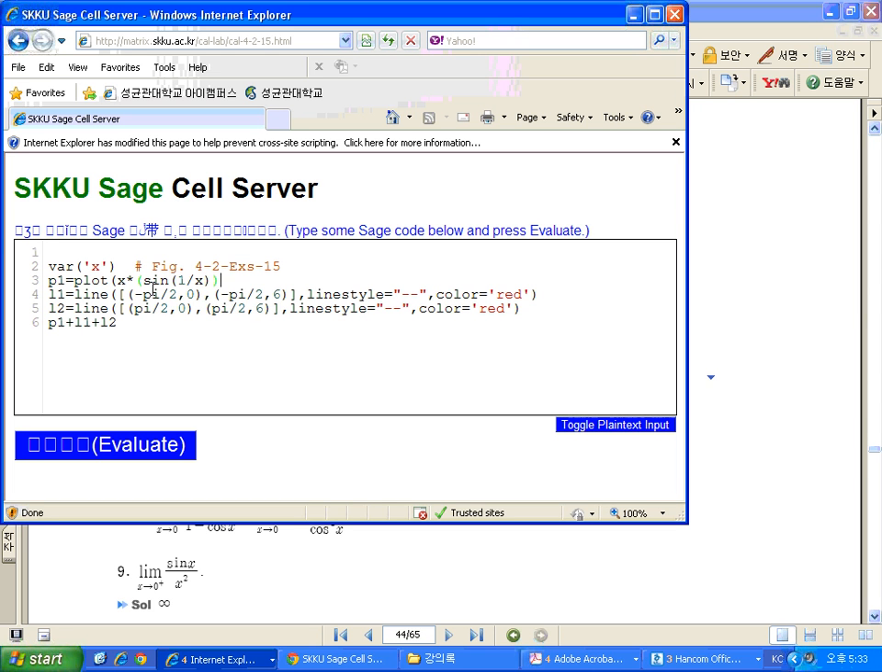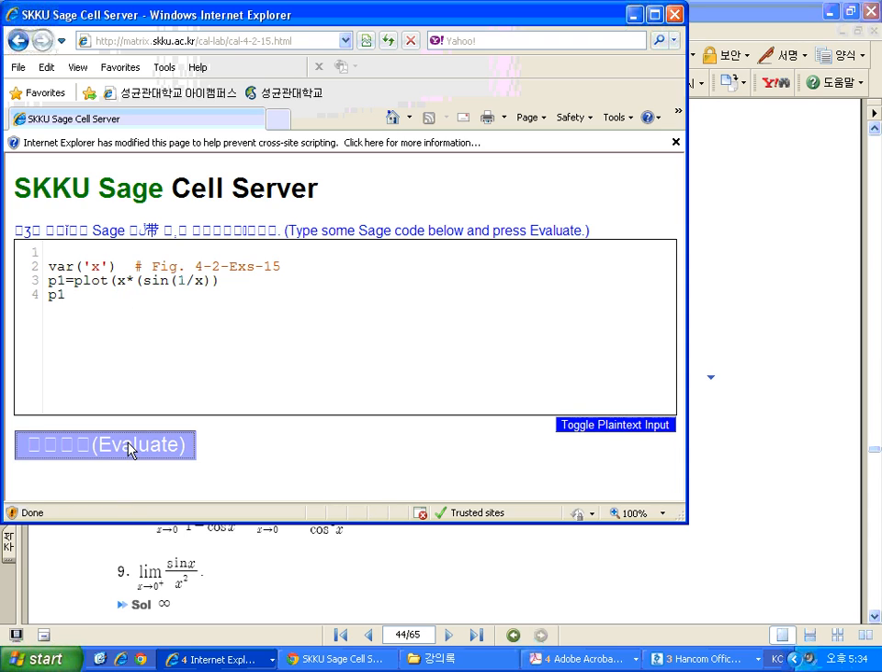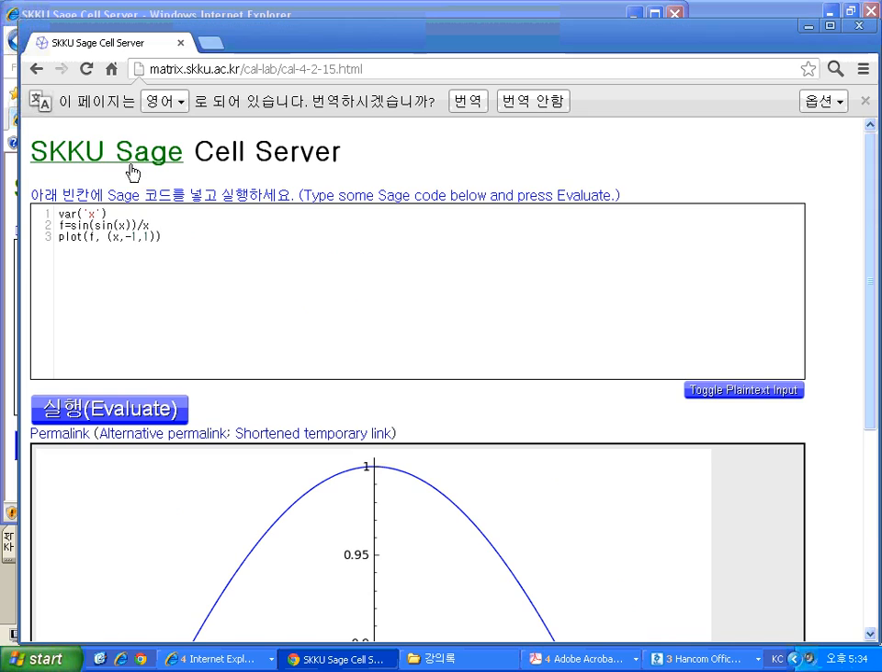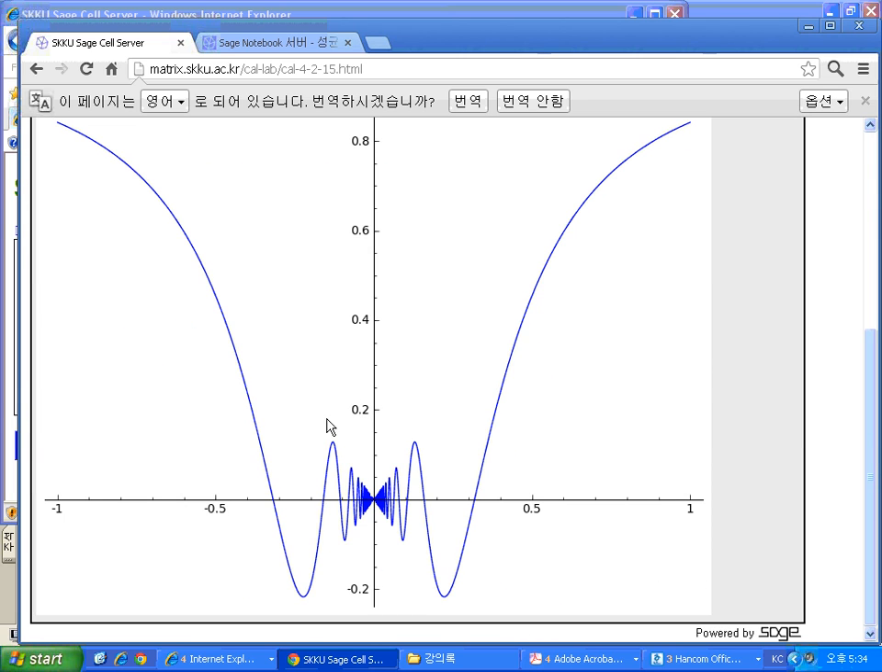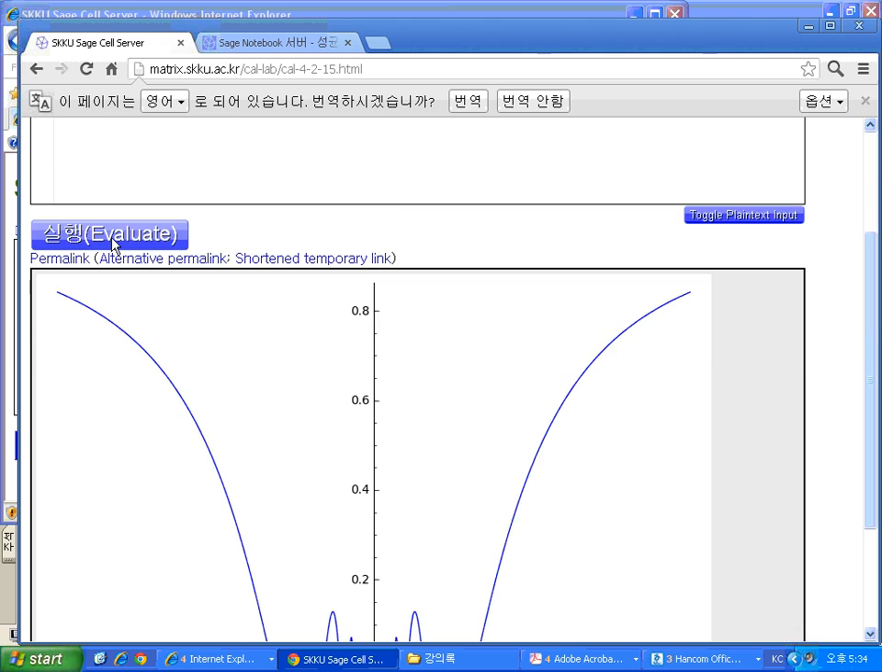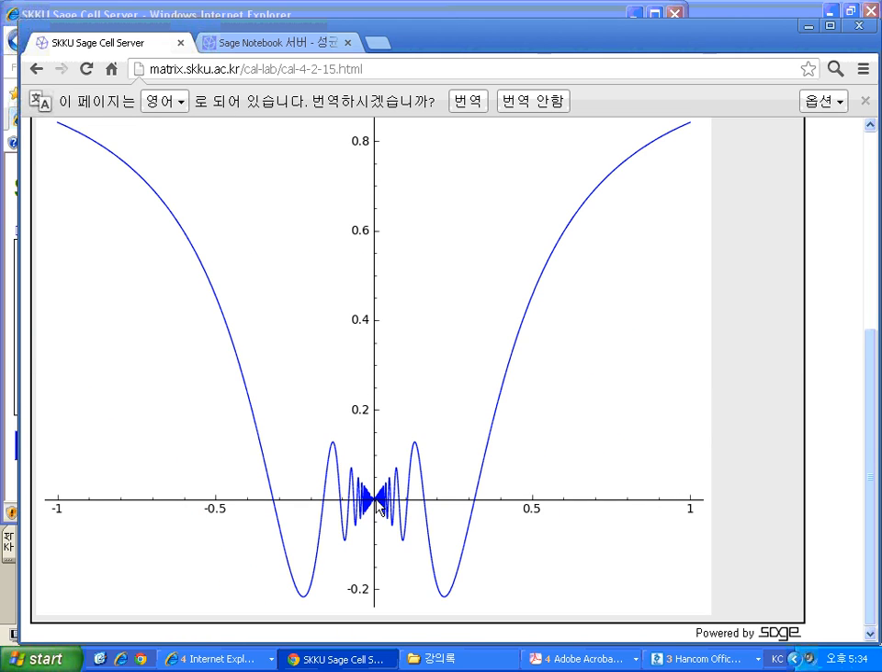Okay, x times sine 1 over x. And we don't need this. And we only have P1 here. Then plot. Okay. Here. Control V. Let's see. Okay. So you can easily guess, when x approaches a certain point, what we can expect it to be.